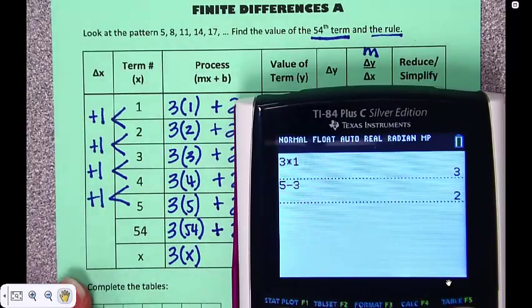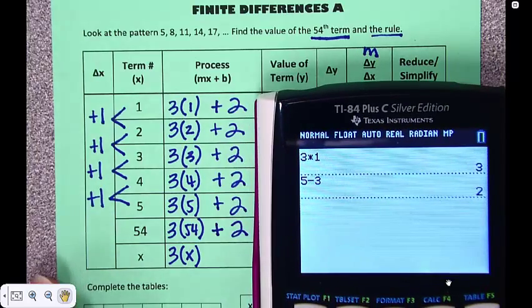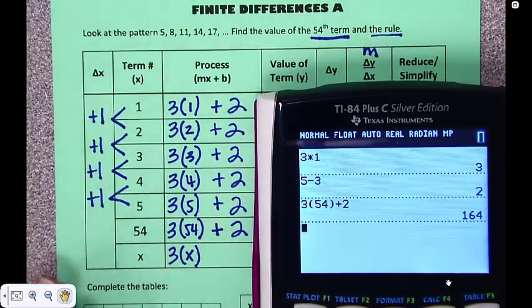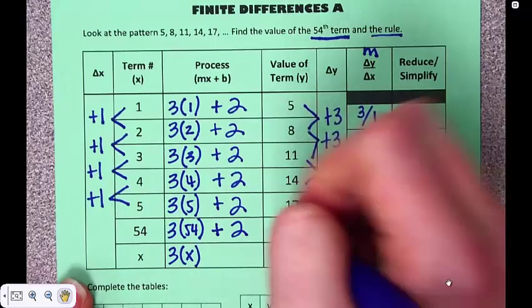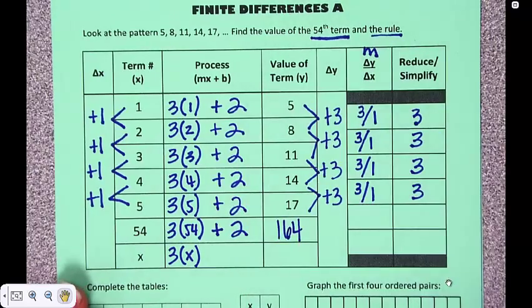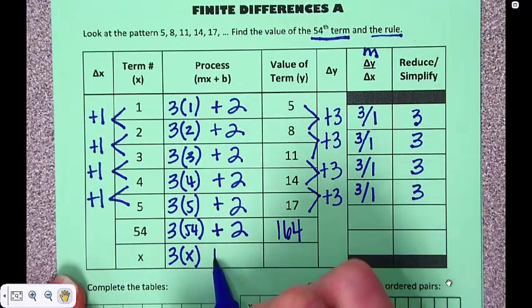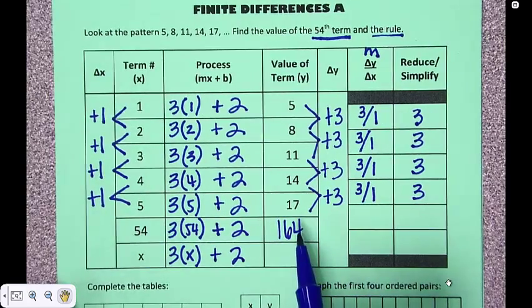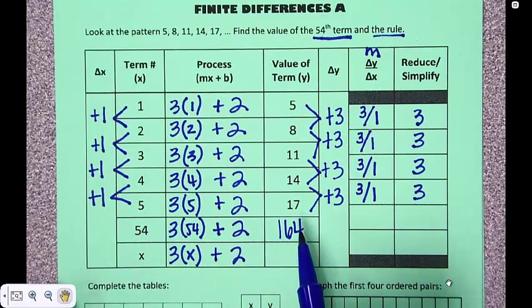Let's take our calculator and find out what that value would be. So 3 times 54 plus 2 gives us 164. We're going to put that in our Y column, and then we're going to move on and add our plus 2 to our X. Now that I have this value, I want to go ahead and double check my ratio to make sure that they're all the same.